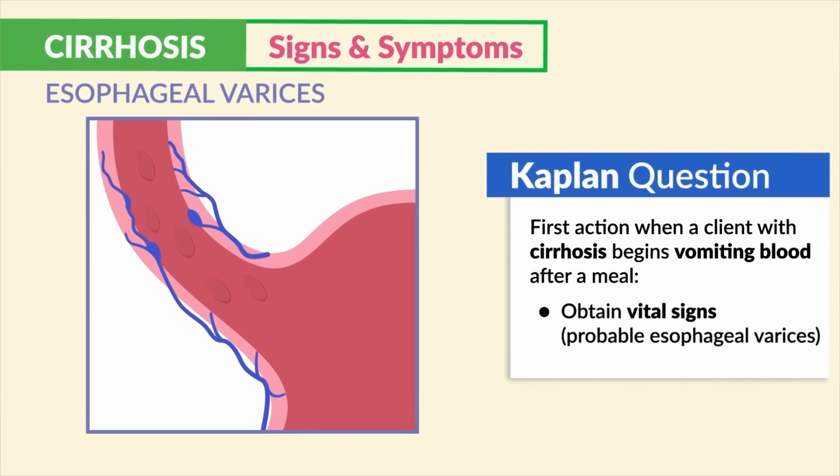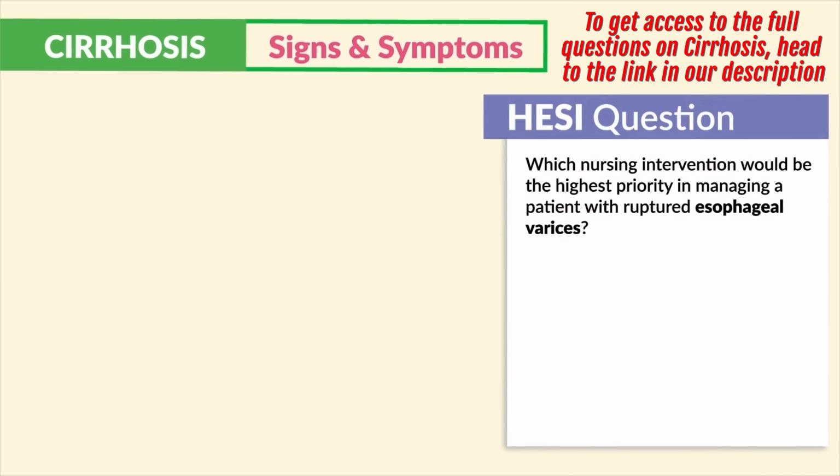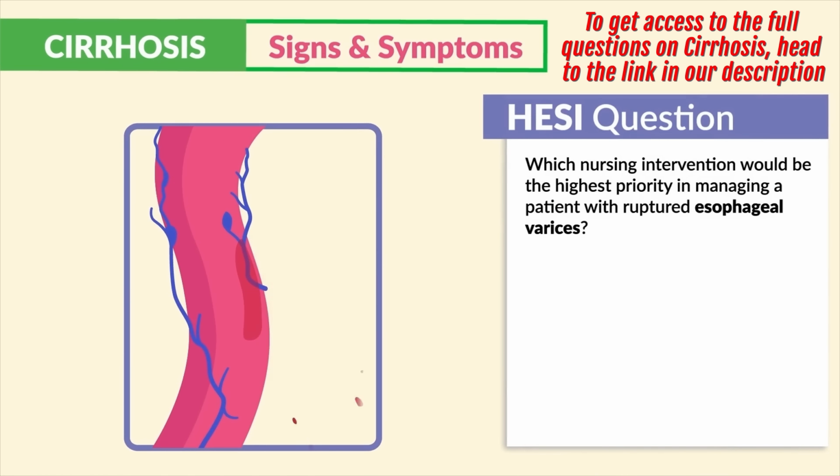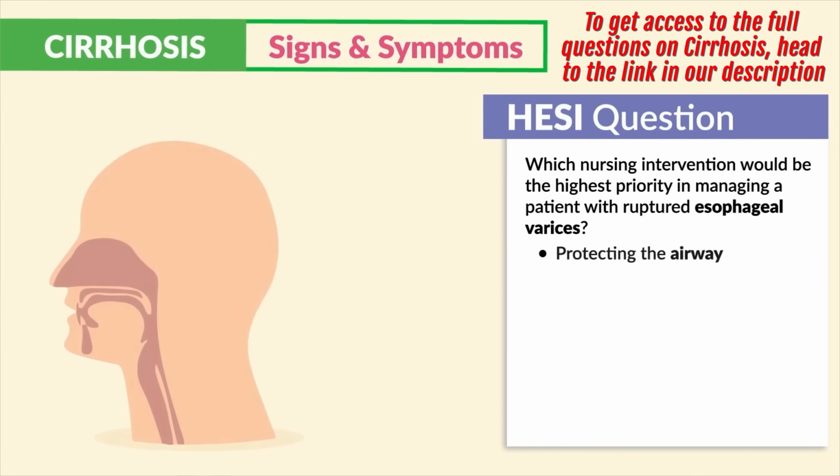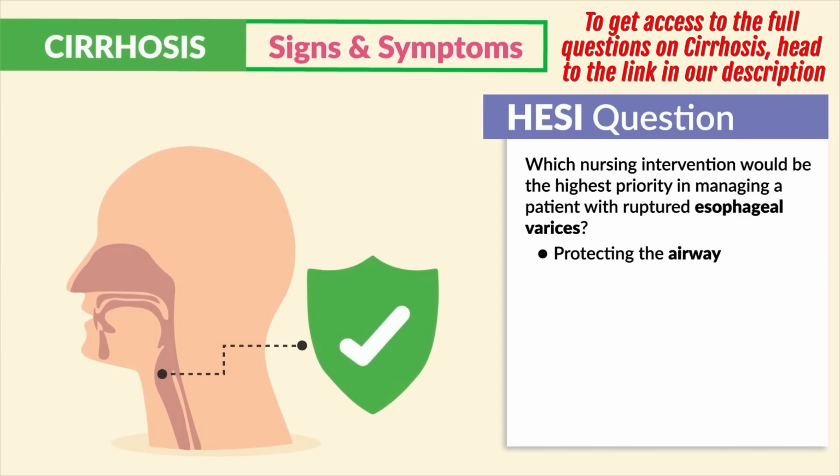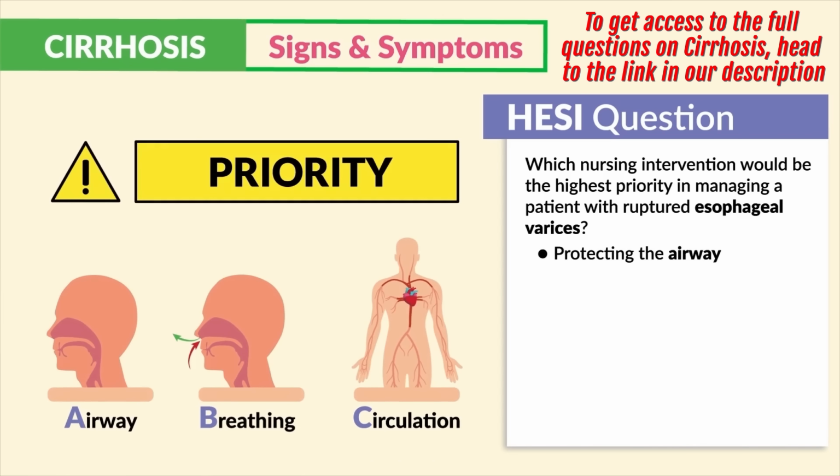Now, Kaplan mentions the first action when a client with cirrhosis begins to vomit blood after a meal. Obtain vital signs. The probable cause is esophageal varices. And Hesi mentions which nursing intervention would be the highest priority in managing a patient with ruptured esophageal varices. Protecting the airway. Yes, as mentioned before, we always do the ABCs. A for airway always comes first.